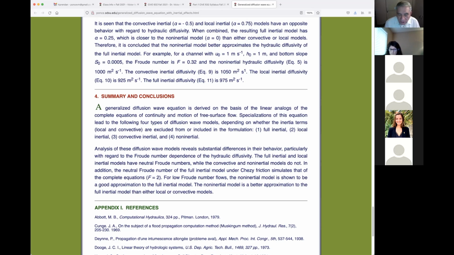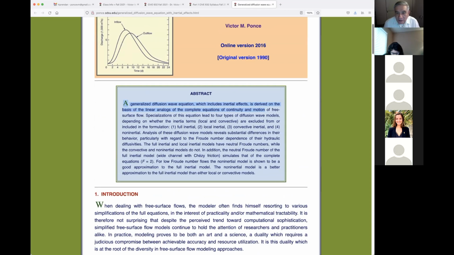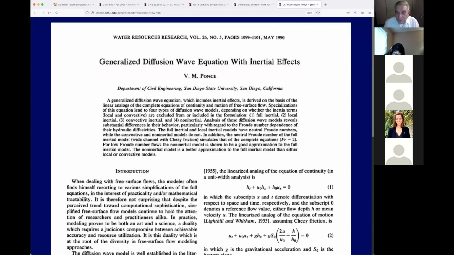Okay, so we're basically saying don't neglect only one inertia. Neglect both if you have to. In other words, you can go Dooge or else go Hayami. Notice that I did not mention Vedernikov in this entire paper. And the reason for it is that this paper is dated 1990. This is the original paper, Generalized diffusion wave equation with inertial effects, in Water Resources Research. And our Vedernikov paper that we have already read was published in 1991.